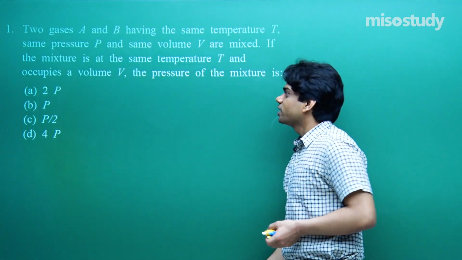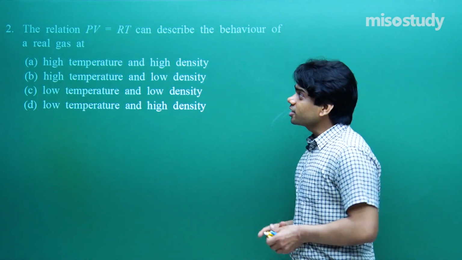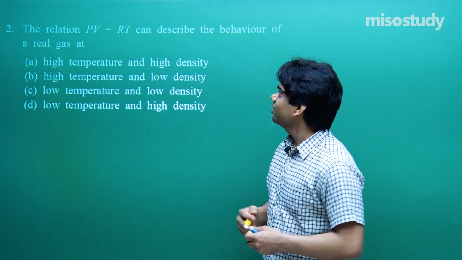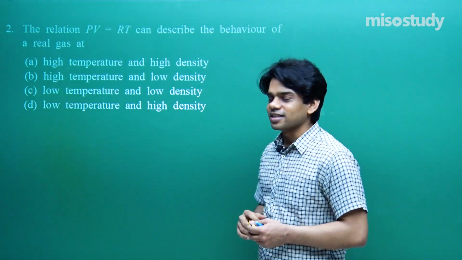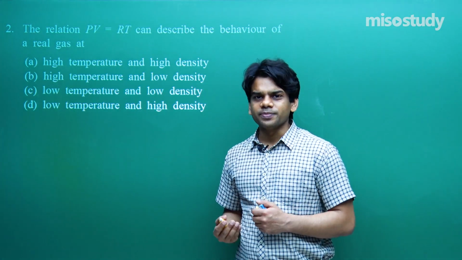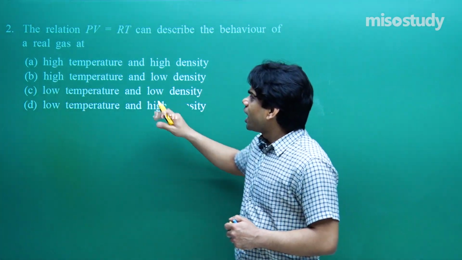Next question of the class, question number 2. The relation PV equals RT, that is the ideal gas equation, can describe the behavior of a real gas at... Now, if PV equals RT, that means pressure into volume equals RT, that is for 1 mole of gas, high temperature and high density.